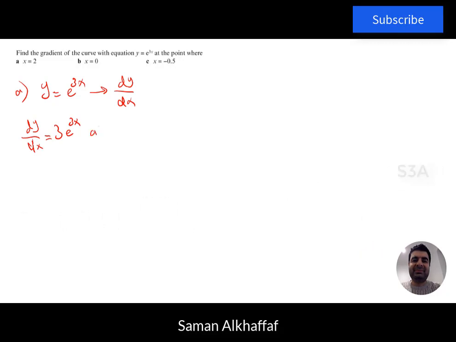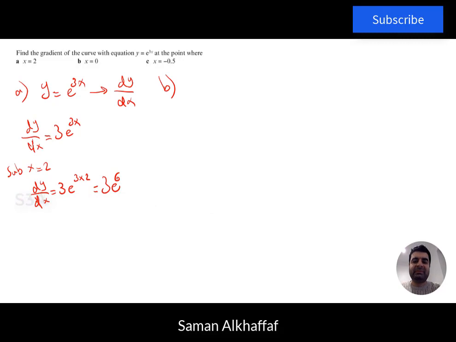Now we just need to sub x equal 2 into dy over dx, so dy over dx equal 3 e to the power of 3 multiplied by 2. That will give us 3 e to the power of 6, and this will be our answer for part A.